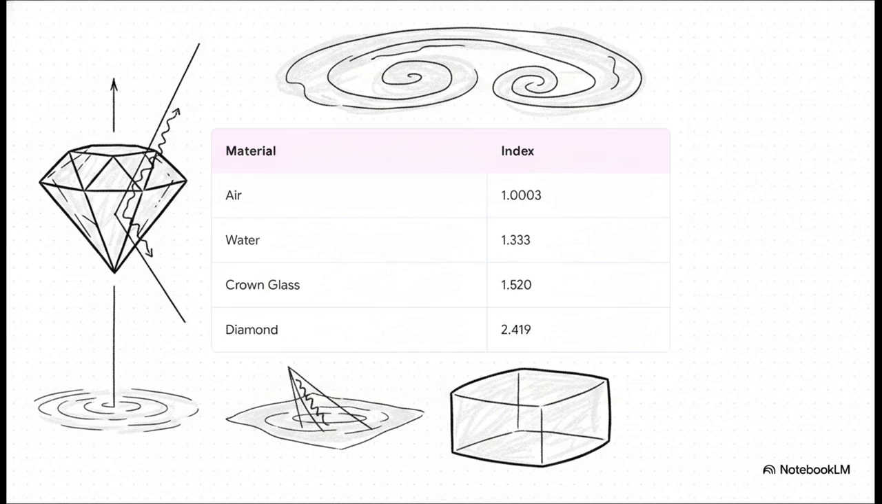That means light slows down significantly when it enters a diamond. And because the change in speed from air to diamond is so massive, a ray of light is going to bend drastically when making that transition. The specific properties of the material directly dictate the speed and therefore the amount of bending.